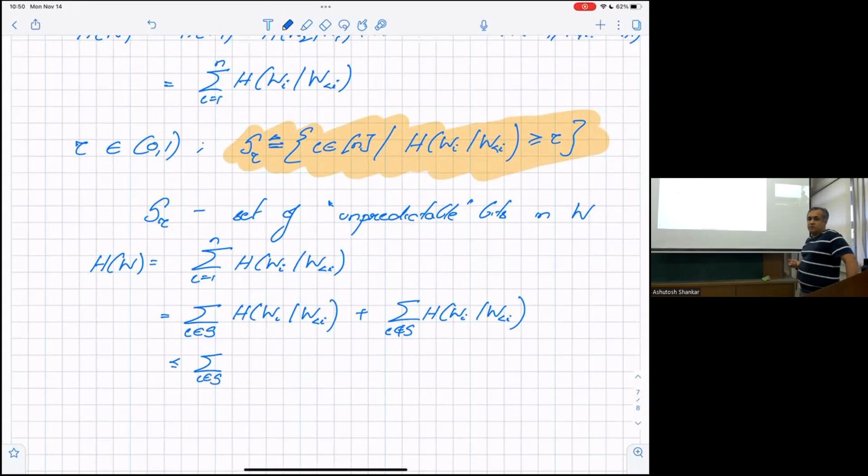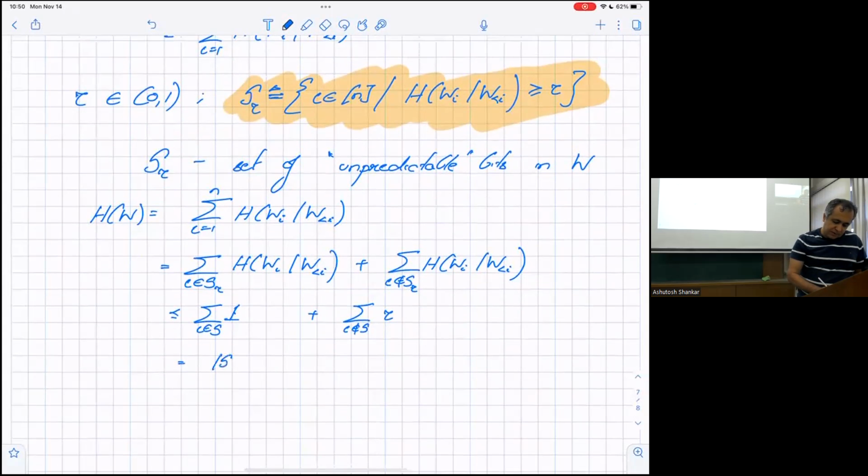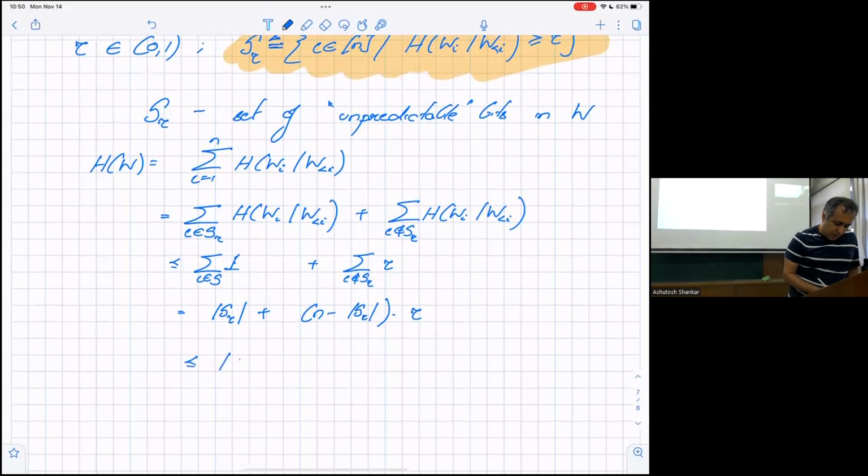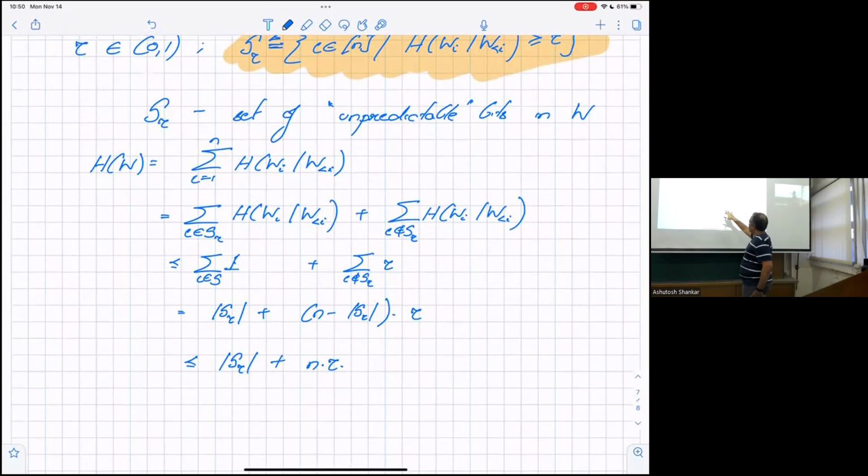So for i in S, what's an upper bound I can give for this? Each term is at most 1, therefore eventually the size of S. For the other part, what's an upper bound I can give? Tau, that's how I defined it. So this is at most the size of S tau plus (n minus the size of S tau) times tau. I'm going to further upper bound it by n tau, thinking of tau as a very small number. Tau will be much smaller than 1 over n.